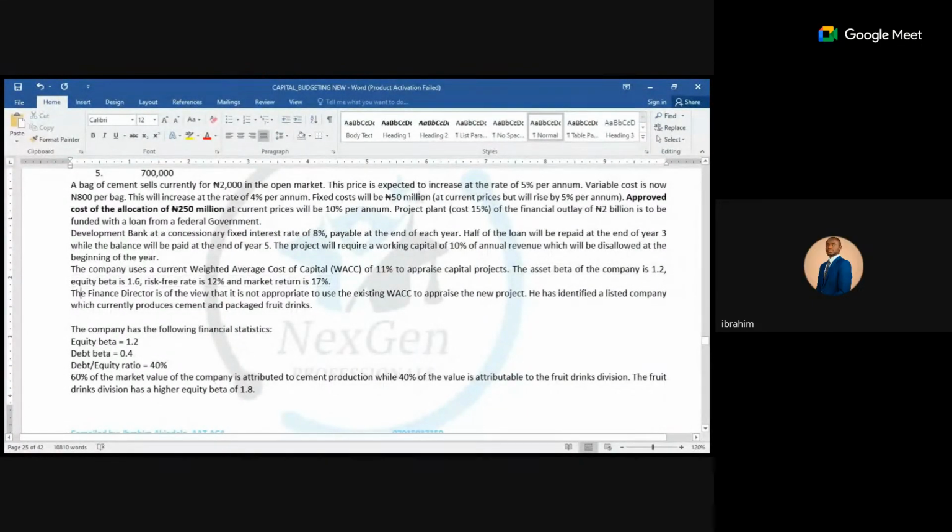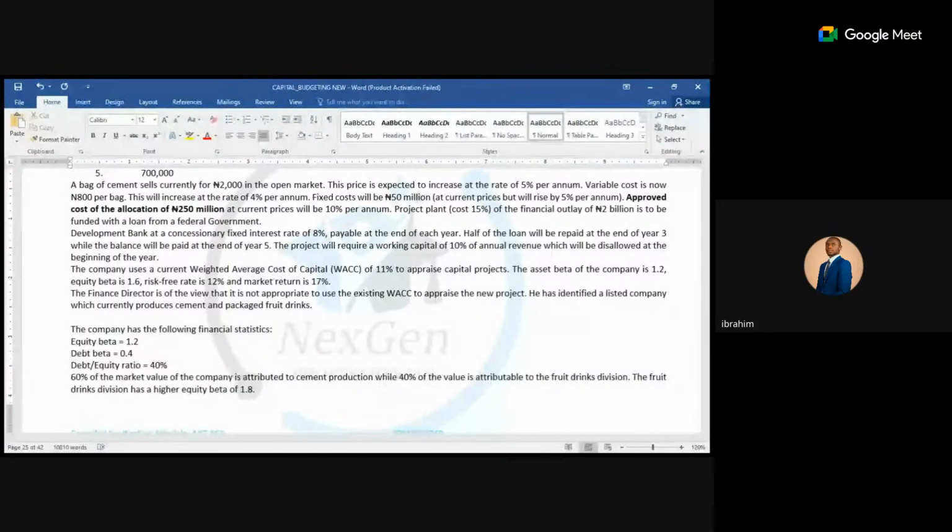Now, the finance director is of the view that it is not appropriate to use the existing weighted average cost of capital to appraise the new project. Of course, when you embark on a new project, you cannot use the existing weighted average cost of capital to discount the new one, because they have different risks. Meaning that when you use 11% to discount a new project, you may overvalue or undervalue the investment.